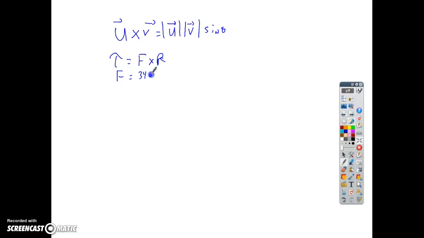Do we find the components first? Do you have to? Look at our formula.